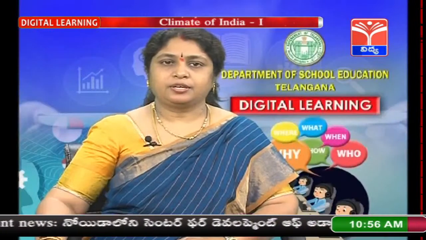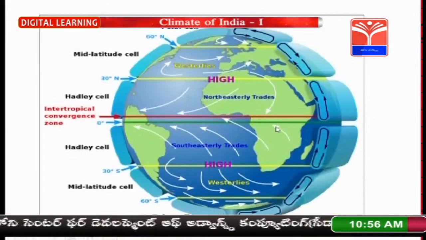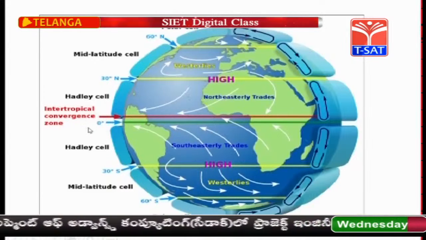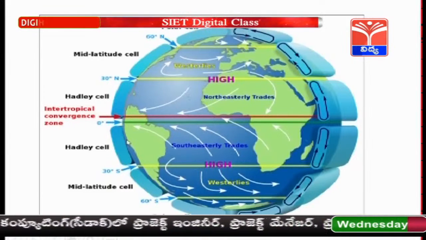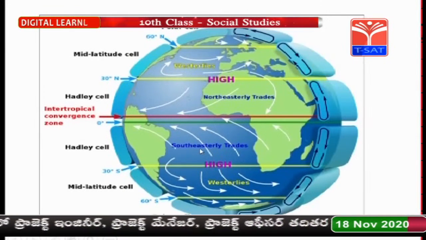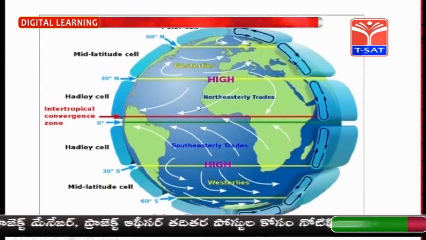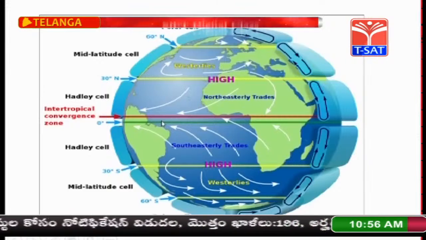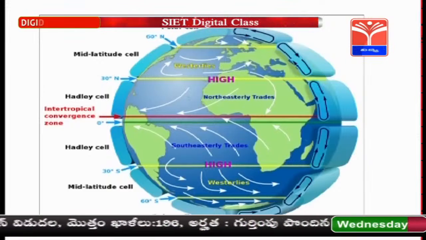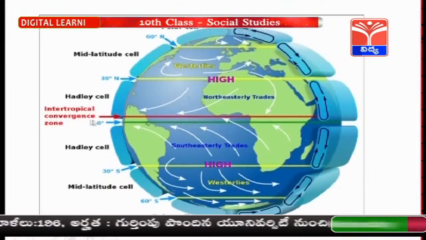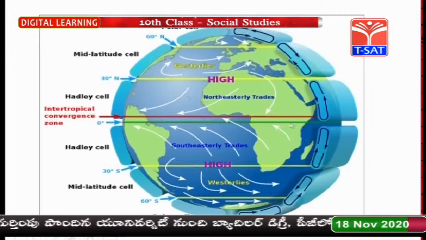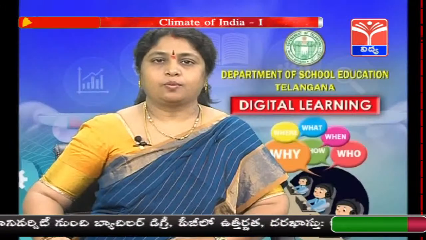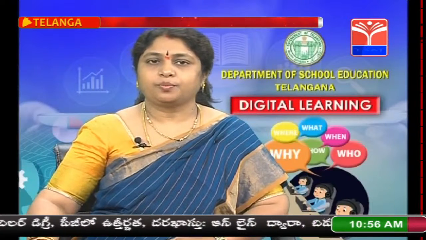See the image here. Can you see a red line here? It is Intertropical Convergence Zone. So, as I told you, southeasterly trade winds and northeasterly trade winds both meet at a point known as Intertropical Convergence Zone. Can you see the line here? Okay. So, what is the next one?